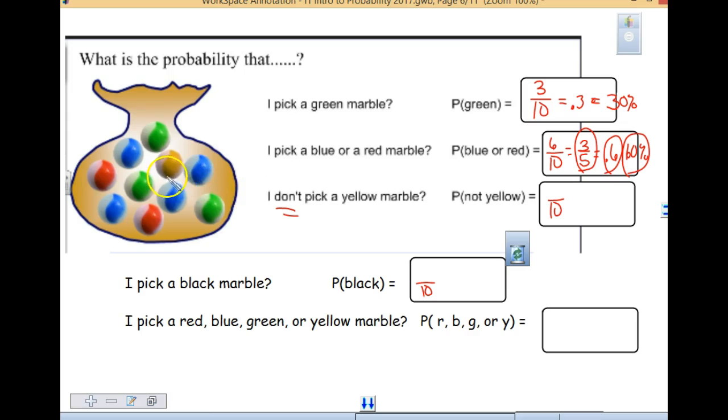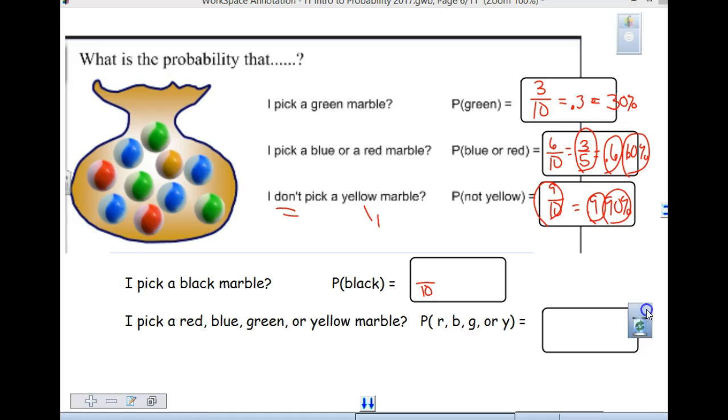And as we look at these, I think this is their yellow. Kind of looks orange, but it's yellow. So I have 1 yellow, right? So if it's not yellow, that means I have 9 out of 10, 0.9, 90%. Okay, so I have 3 answers that I'm always looking for.